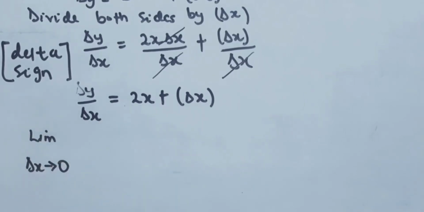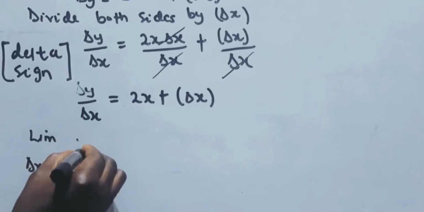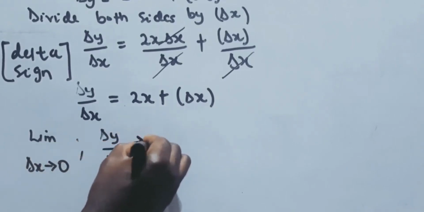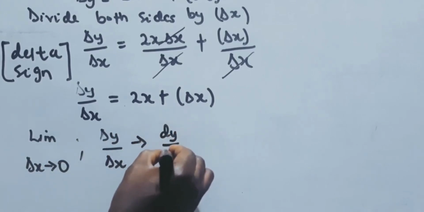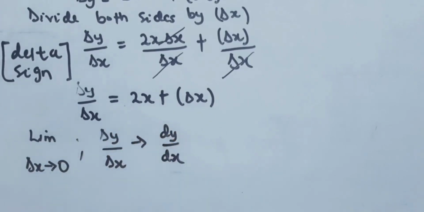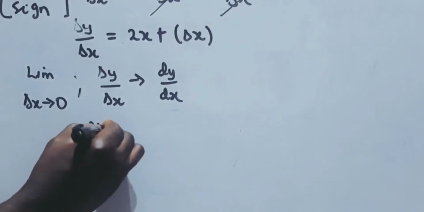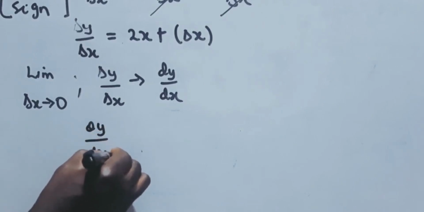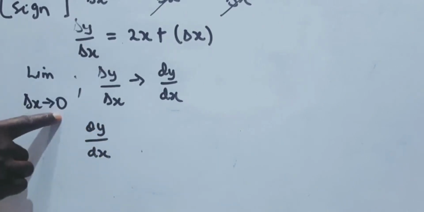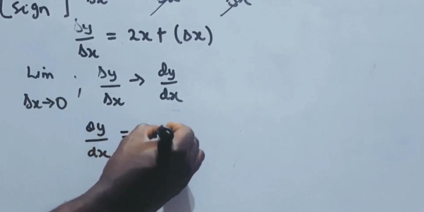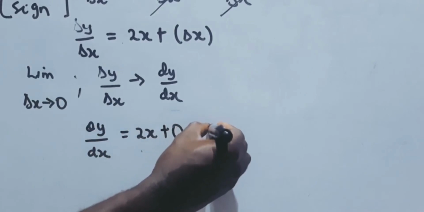So once you take your limit, as change in x tends to 0, understand that your change in y over change in x would tend to dy dx. So now I would have dy dx, like I said, as change in x is tending to 0, equals 2x plus 0, and the sum of that is 2x.